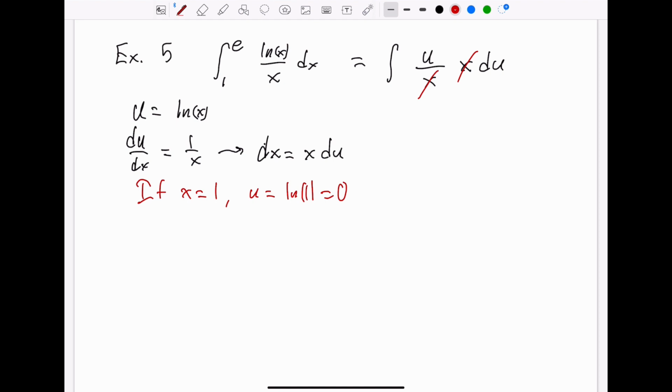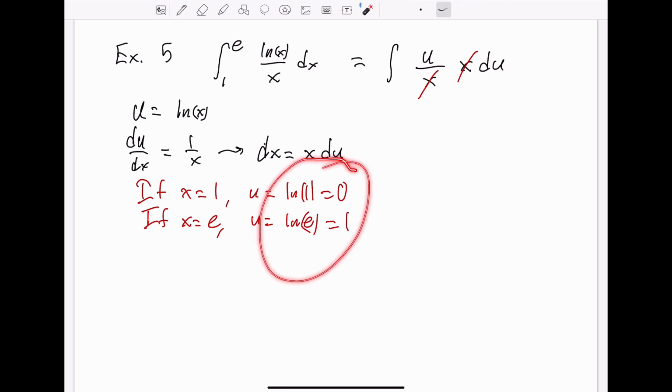And we do the same procedure with the upper limit. If x equals e, u is the natural log of e. Natural log of e is 1. This is another value that we want to be familiar with. These are two expressions that we'll see from time to time, and we want to be comfortable with them. So the 1 for the previous integral is transformed into a 0, and the upper limit of e is transformed into a 1. This is our new integral.